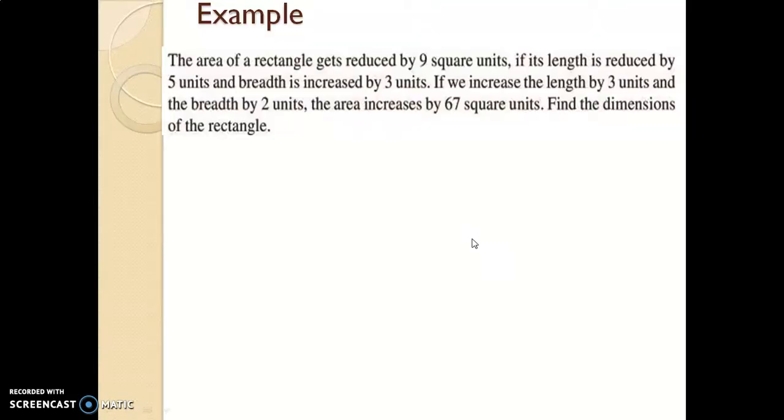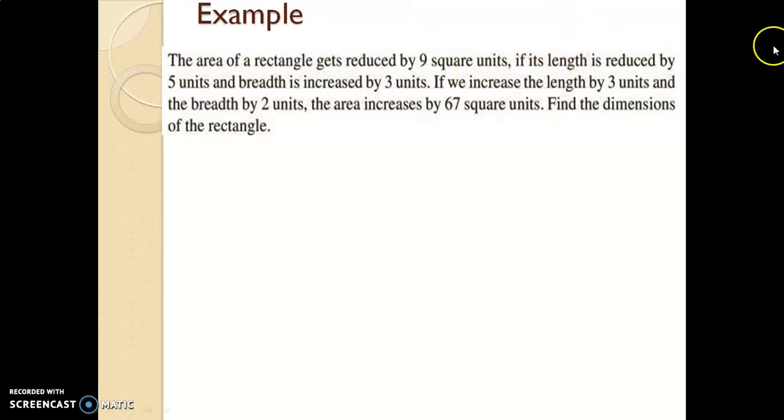The area of the rectangle gets reduced by 9 square units if its length is reduced by 5 units and breadth is increased by 3 units. If you increase the length by 3 units and the breadth by 2 units, the area increases by 67 square units. Find the dimensions of the rectangle, right? Here they are relating the area of the rectangle. In the first information, the area of the rectangle is reduced by 9 units.